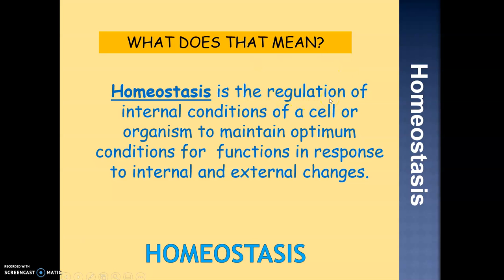So when you think about regulation, we're talking about control, to control something of the internal environment, so inside our body, of a cell or organism, to maintain the optimal condition for functions in response to internal and external changes. So for example, if it's really hot outside, it's going to build up your body temperature, so your body has to sweat in order to cool it down and bring it down to the optimal temperature. At the same time, if it's really cold, your body has to find a solution to increase your body temperature. Does that make sense? Well done.